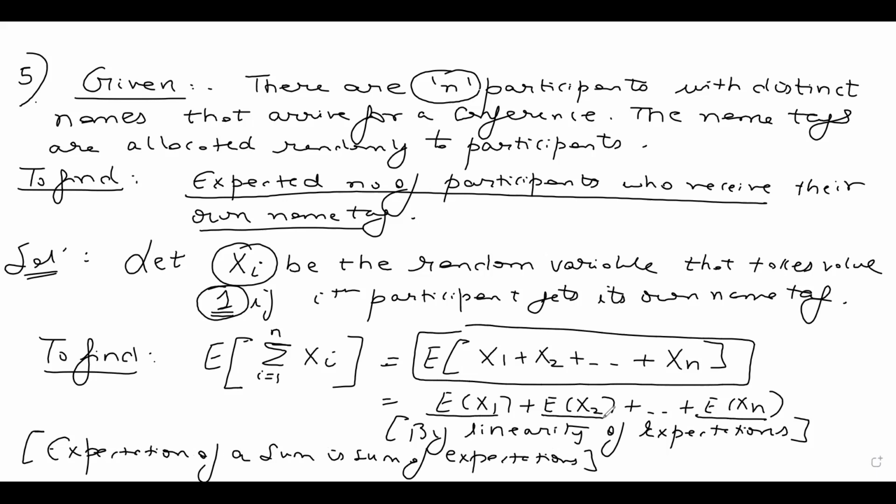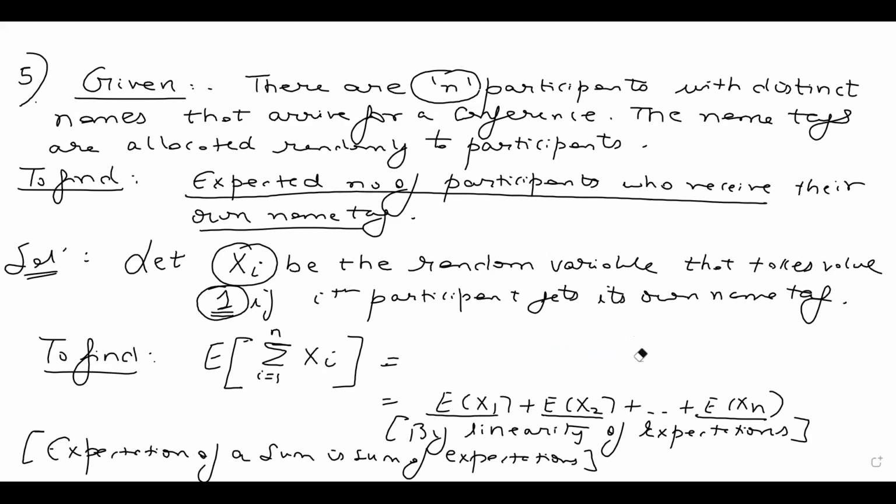Now, if I find out what is the expected value of x1, the expected value of x1 is nothing but the value taken by x1, which is 1, into what is the probability of the first participant receiving its own name tag. What is x1, guys? x1 will take the value 1 if the first participant gets its own name tag. Out of n participants, what's the probability that I am getting the correct name tag? 1 upon n.